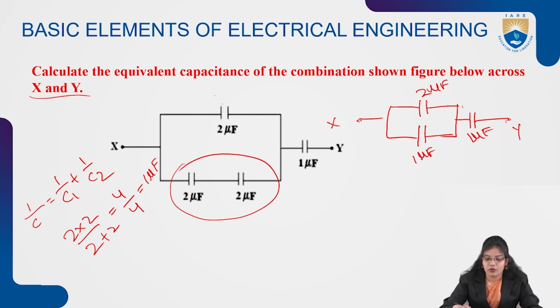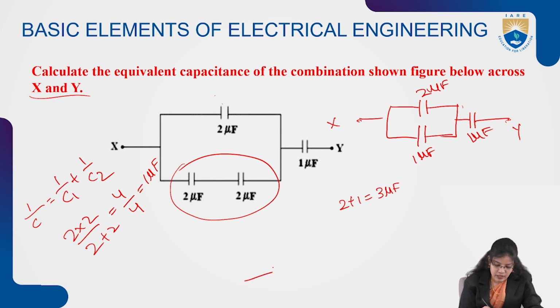So after that we have to reduce these two parallel capacitors. If the capacitors are connected in parallel, we have to add these two capacitances, which will be 2 plus 1 equals 3 microfarad. Again we have to redraw the circuit. Then the two capacitances will be connected in series across the two terminals X and Y. One will be 3 microfarad and another one will be 1 microfarad.